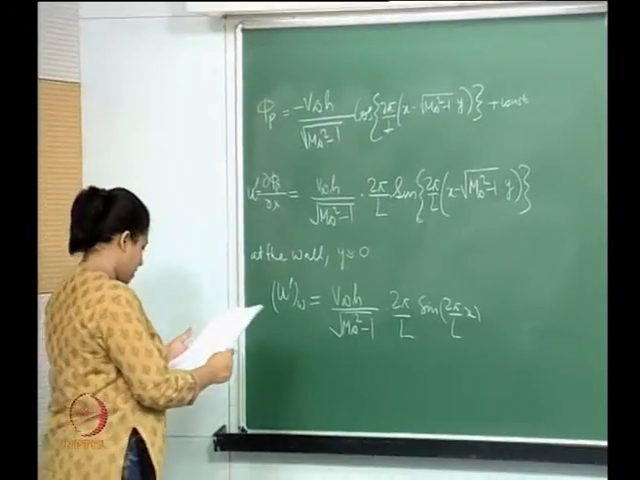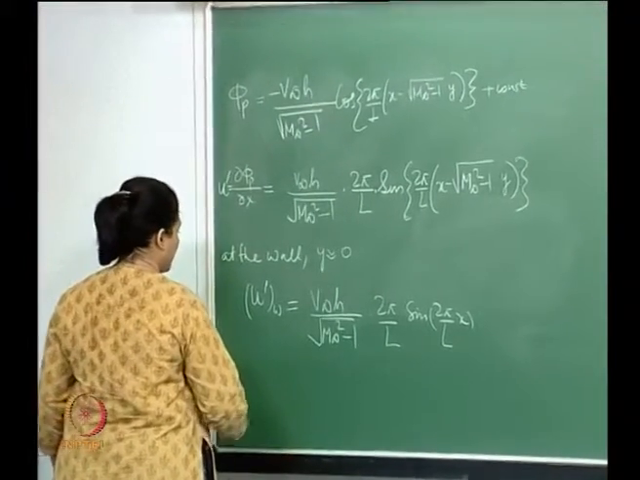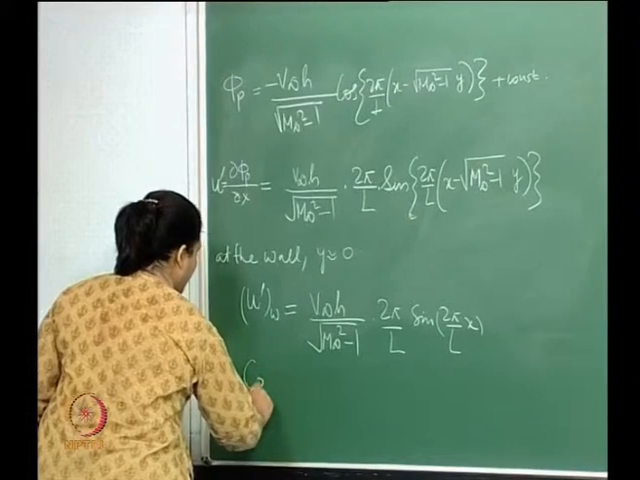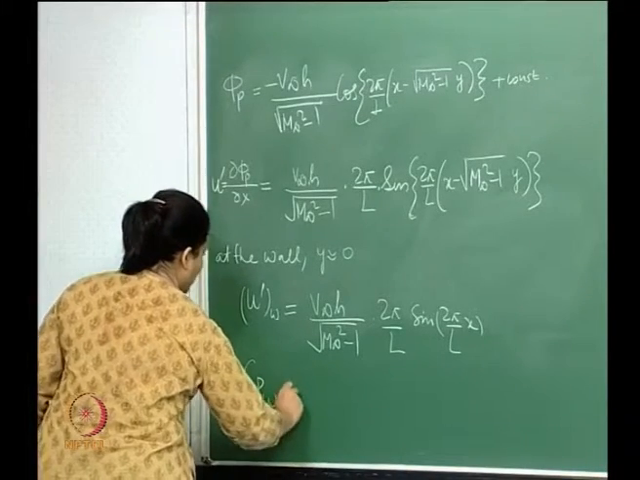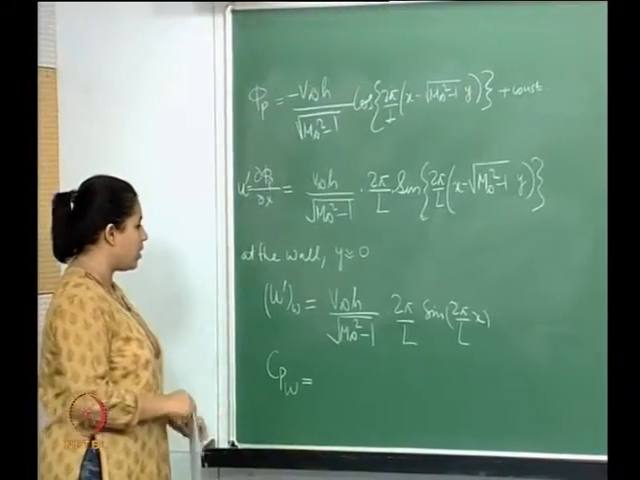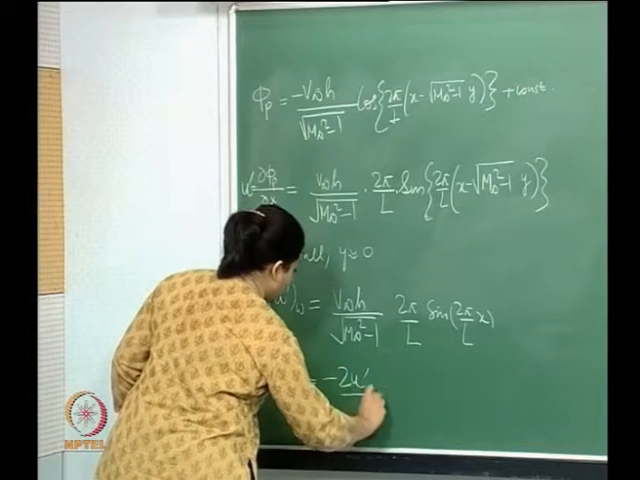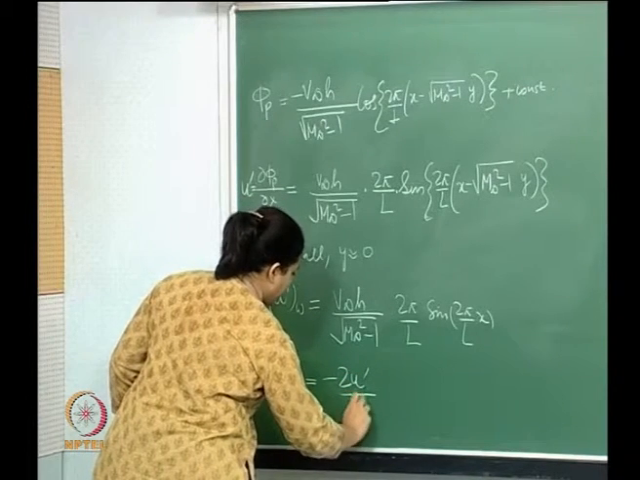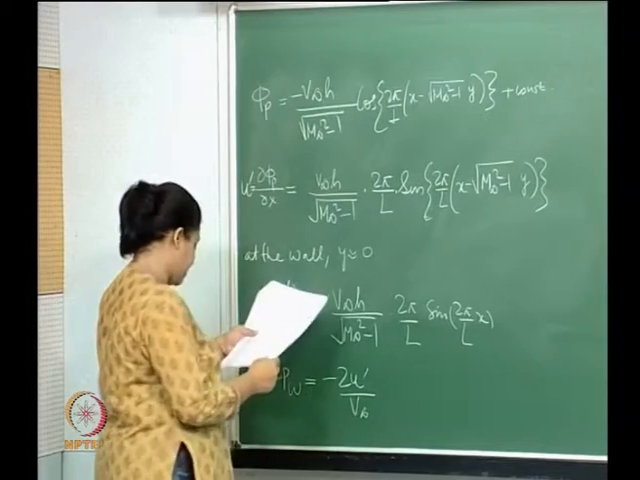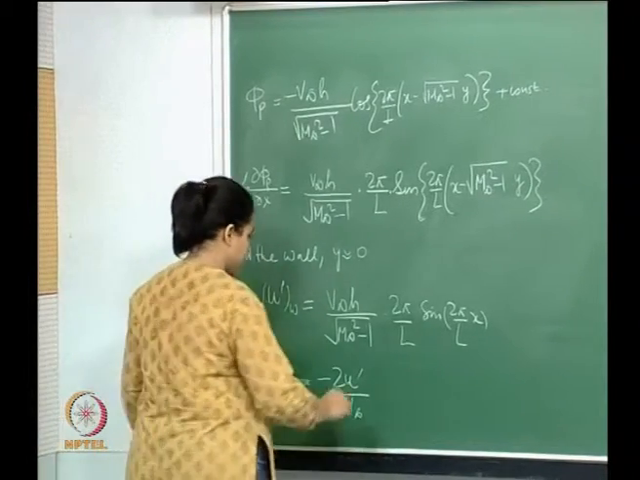Okay, so this is what we get at the wall. So therefore, our CP, the surface pressure coefficient at the wall, becomes minus 2 u dash by V infinity. This is our expression for this. So what we get from here is this.